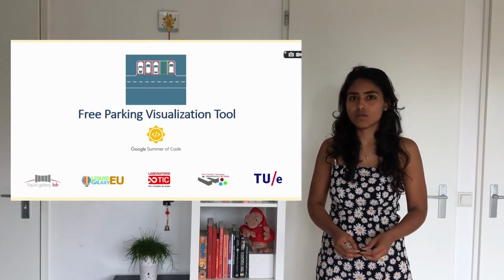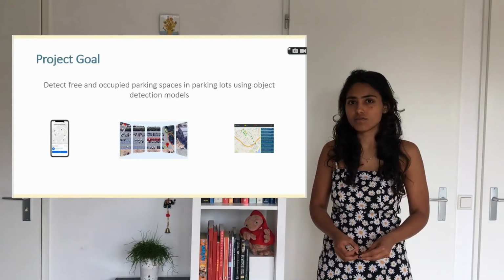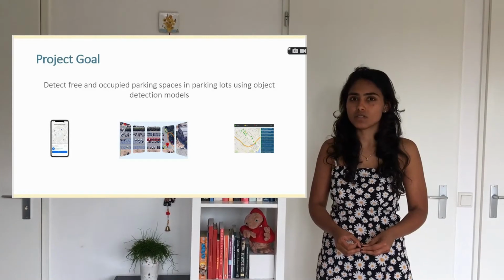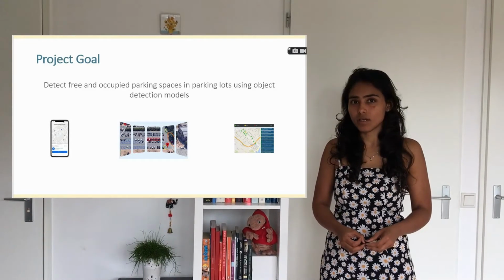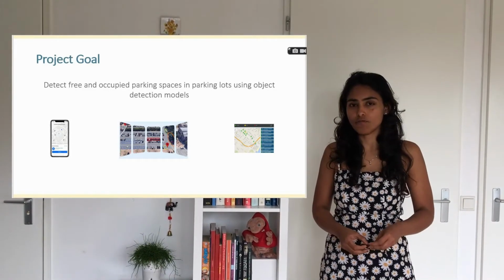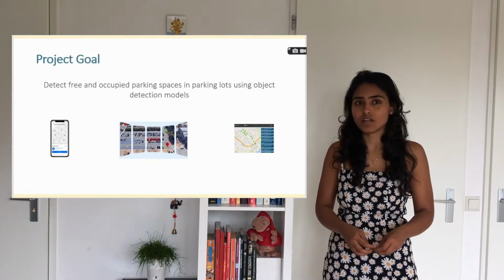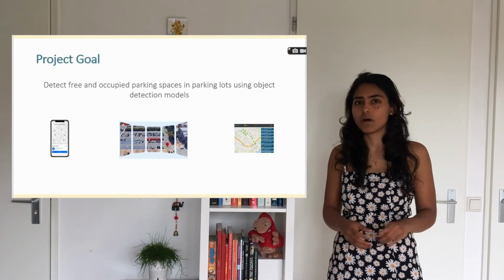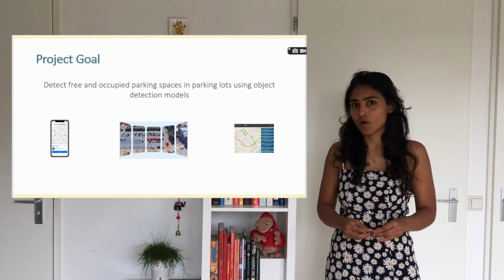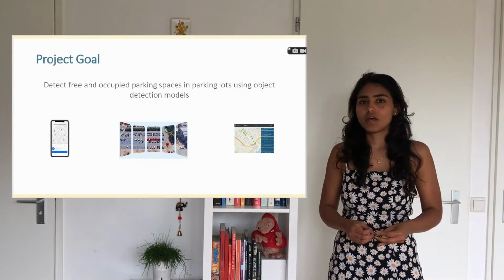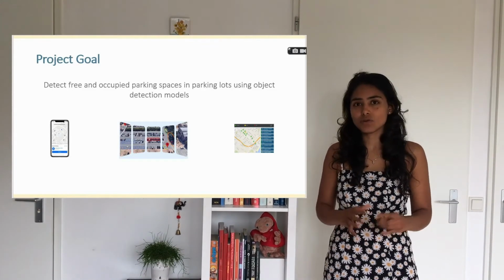So the goal of the project is to detect free and occupied parking spaces in the parking lots and inform users, the parking admins, about it, so that we get an idea of the occupancy of the parking lot using object detection models, and also view the same in the Liquid Galaxy, since this is the organization that I'm doing my project with.